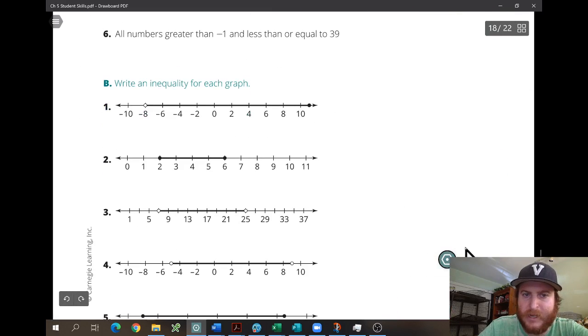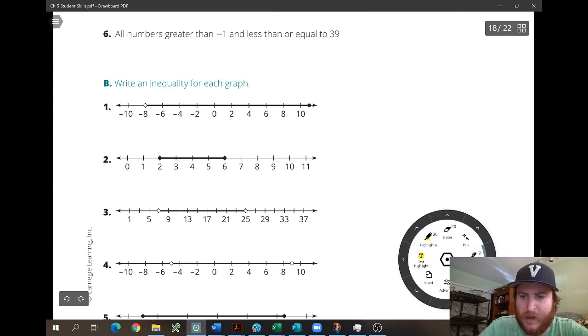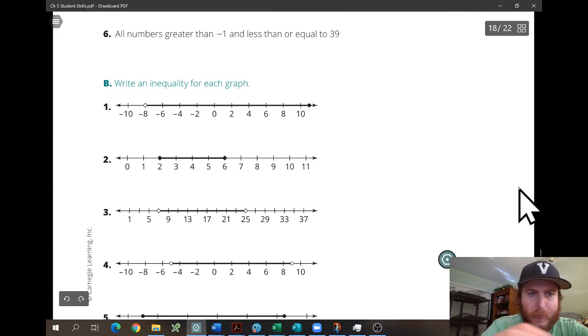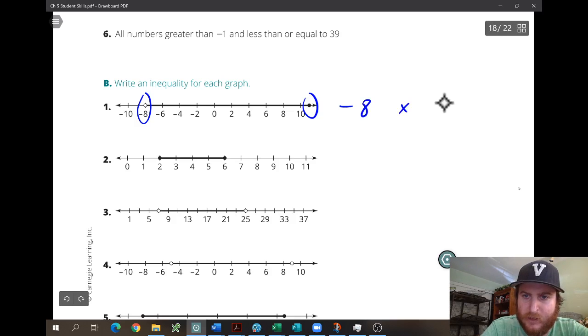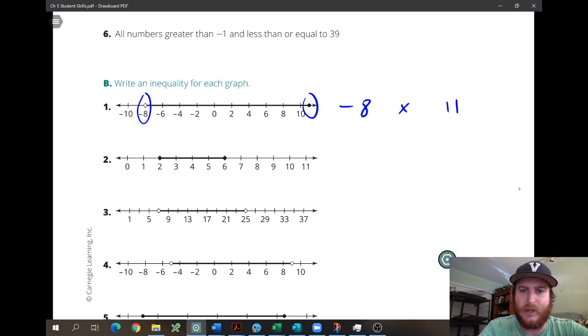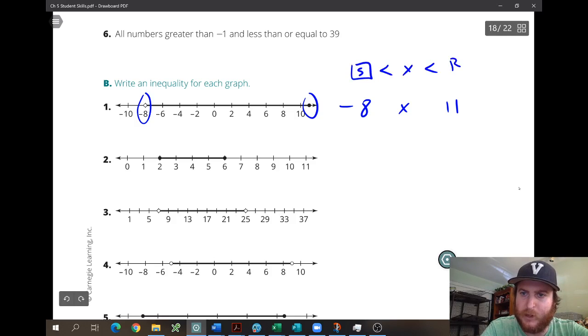Then B says write an inequality for each graph. So we're going to look at the graph, and then we're going to get an inequality from it. So I have -8 and in between, and that looks like 11, because we're counting by twos. So -8, x, and 11. Remember, when we're doing these in-between ones, it's always the same thing. In compact form, smaller number, less than x, less than our bigger number. What we need to figure out is whether it's a less than symbol or a less than or equal to. Well, this is an open circle, so it's going to have less than. This is a closed circle, so it's going to have less than or equal to.